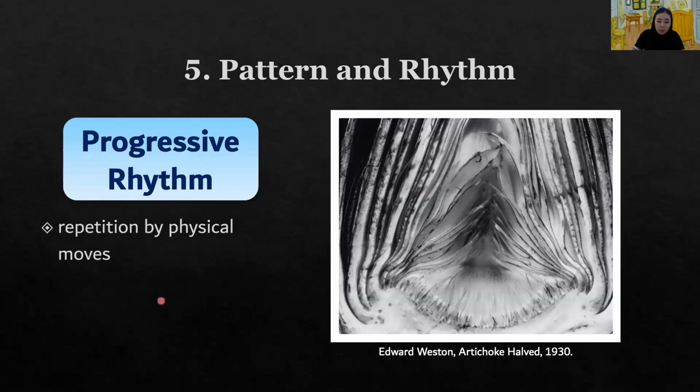And the next one is progressive rhythm. Repetition that regularly increases or decreases in frequency creates a progressive rhythm as the eye moves faster or slower across the surface of the work, like this. So, for example, capturing slow motion in a photograph can be a progressive rhythm.